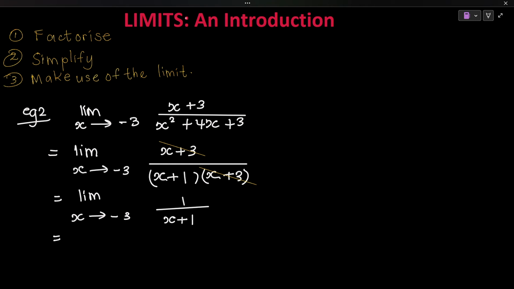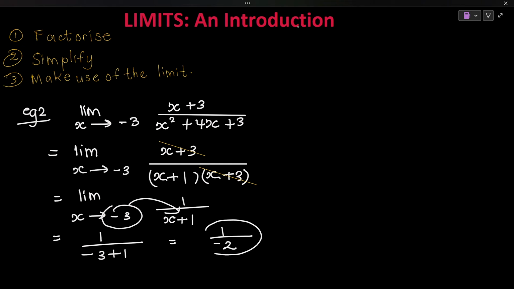So we are going to make use of the limit. We're now going to take this -3 and substitute it into x. So we're going to have 1 over -3 plus 1, and -3 plus 1 is -2. So that is our final answer. This tells us that for this function, as x approaches -3, the function itself approaches -1/2.